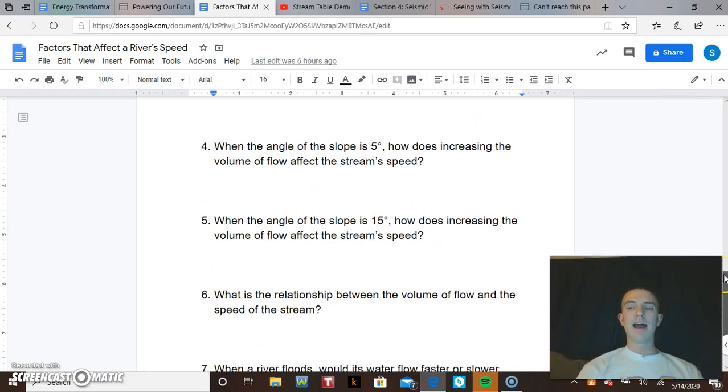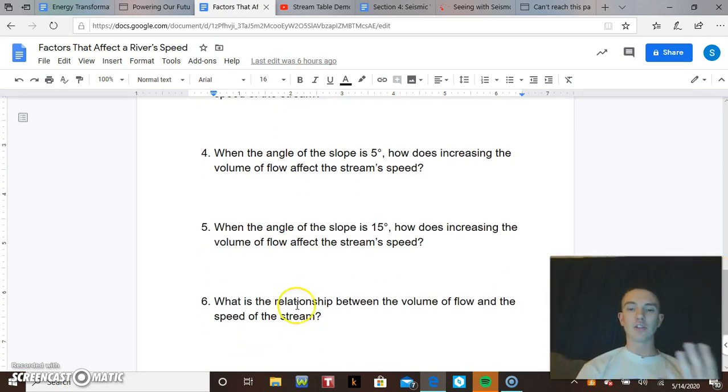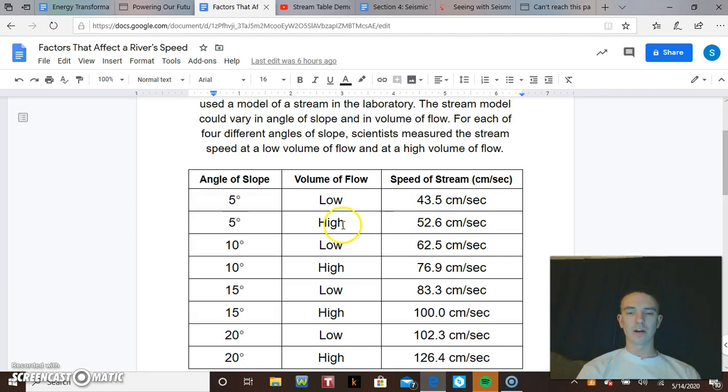Okay, so as you've seen, based on the relationship in number 6, as we increase the flow of water from low to high, you should see what starts to happen to the speed. But what if we make this extra high and we have a flood? All right, what's going to happen to your speed? All right, that's all it's asking.